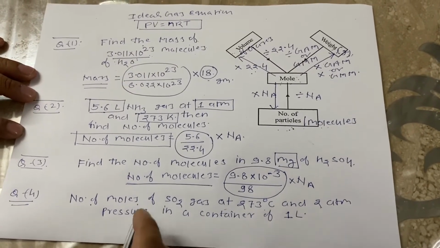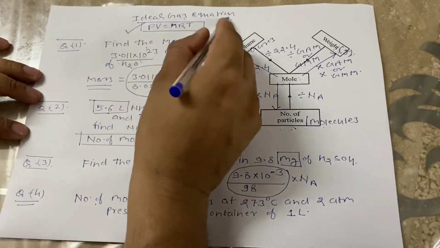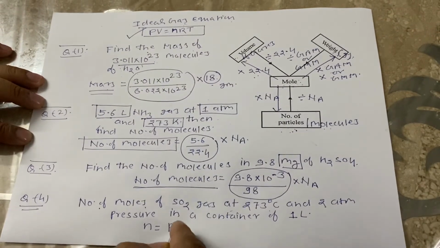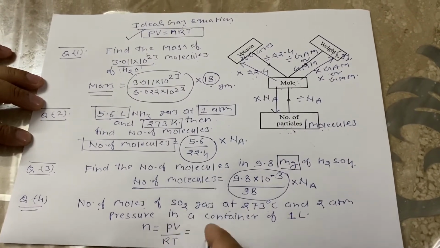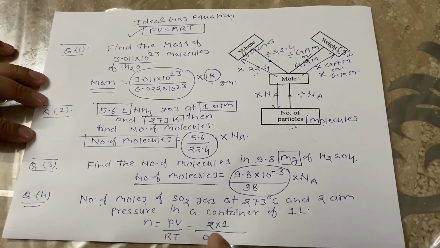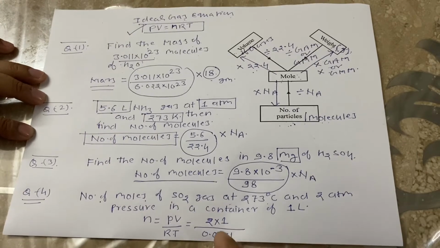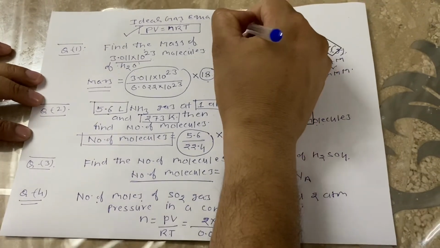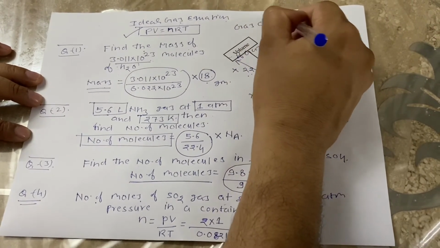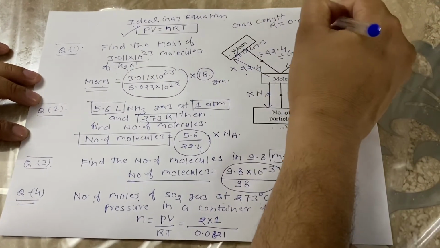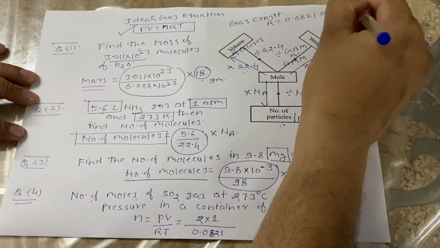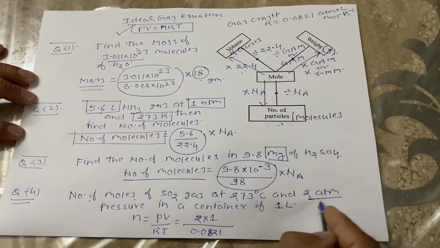If you notice, the number of moles is to be calculated, and this is not the condition of NTP. So we will use PV equal to nRT, which is the ideal gas equation. Simply we can use n equal to PV by RT, where the pressure is 2 and the volume is 1 liter, and the gas constant R we put as 0.0821. It is to be noted that the gas constant R, which is equal to 0.0821 atm liter mole inverse Kelvin inverse, is used in this equation because the pressure is given in atm.